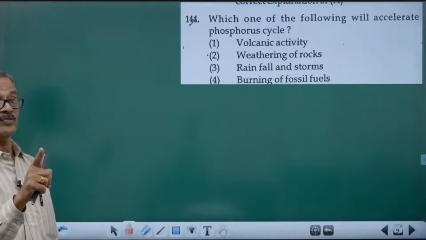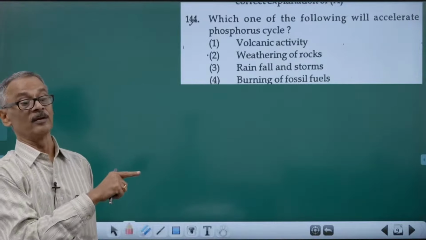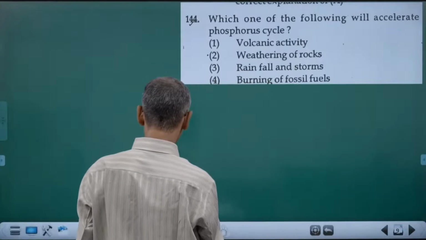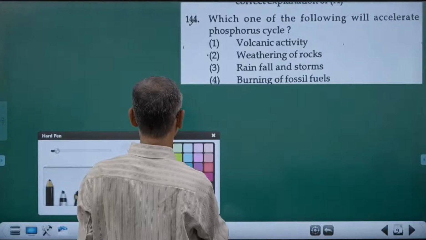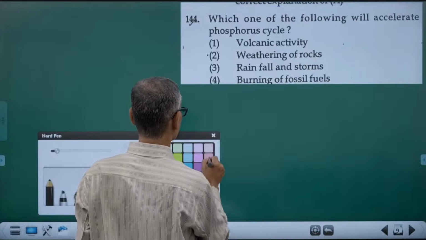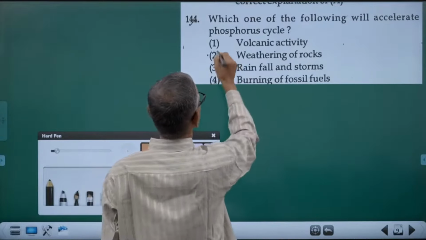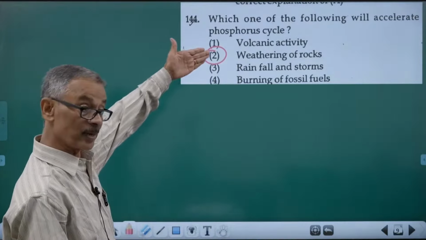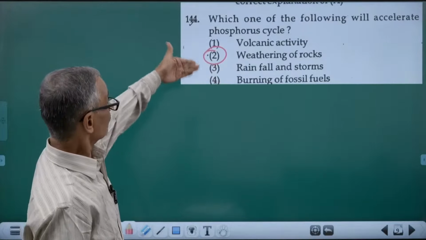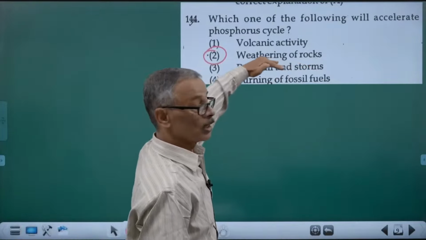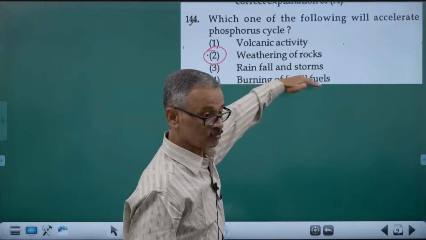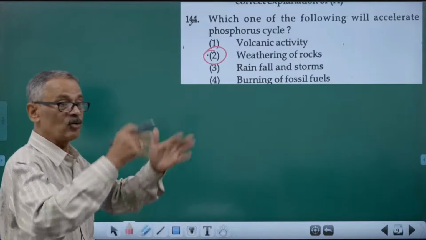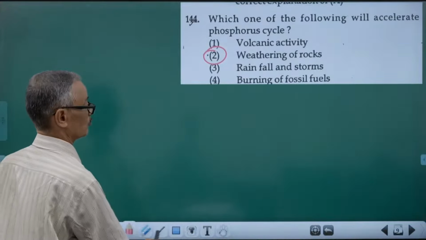Remember, phosphorus cycle is a sedimentary cycle. So, it is by the weathering of rocks that they will be coming back to the ecosystem, or made available to the ecosystem. So, they will be accelerated by weathering. Sedimentary cycles are all accelerated by this weathering of rocks, because the earth's crust is the reservoir that will be releasing this material to the ecosystem.